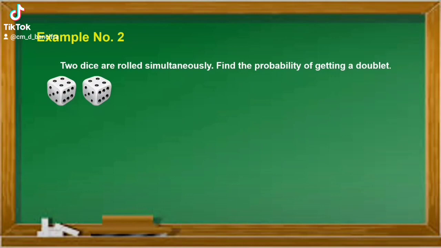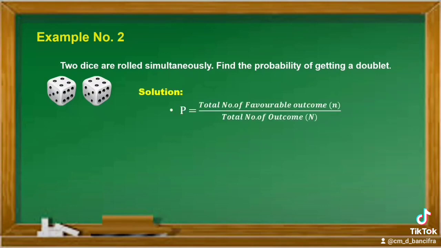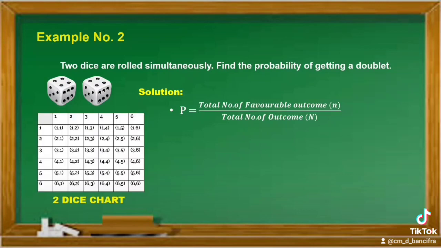So, example number 2, two dice are rolled simultaneously. Find the probability of getting a doublet. So, using again the formula. So, para ma-solve natin to, kailangan natin bilangin isa-isa yung total number of outcome and total number of favorable outcome using the two dice chart. So, makikita dito sa two dice chart yung lahat ng possible ways or possible outcome na lumabas kapag nag-roll ka ng dalawang dice.